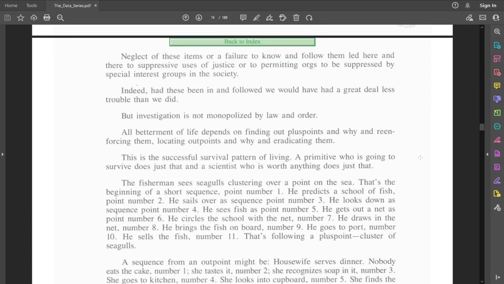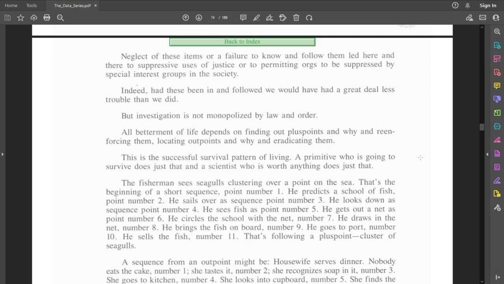Neglect of these items or failure to know and follow them led here and there to suppressive uses of justice or to permitting orders to be suppressed by special interest groups in the society. Indeed, had these been in and followed, we would have had a great deal less trouble than we did. But investigation is not monopolized by law and order.